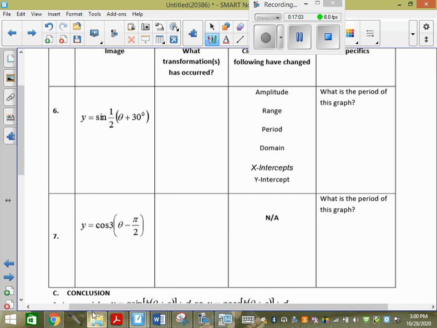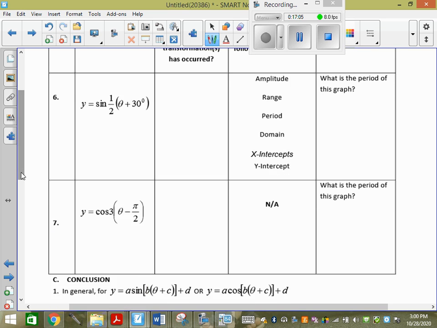Now, let's look at these ones. This is in degrees. You see the C value, it's in degrees. If you were to type that in your calculator, it has to be in what? Degrees. This one is in what? Radians. So your calculation has to be in radians.